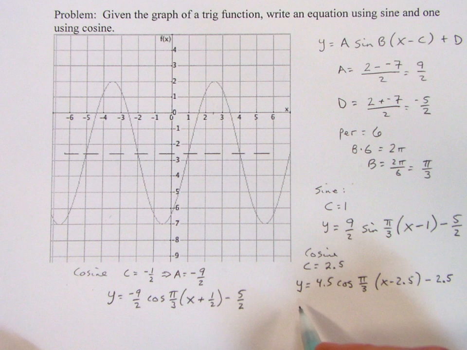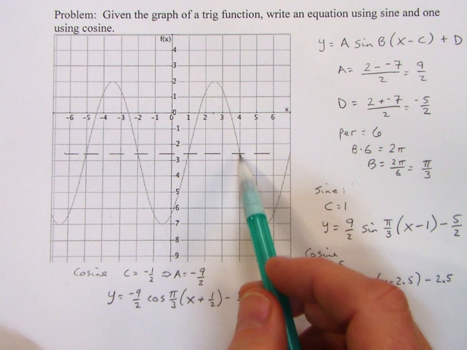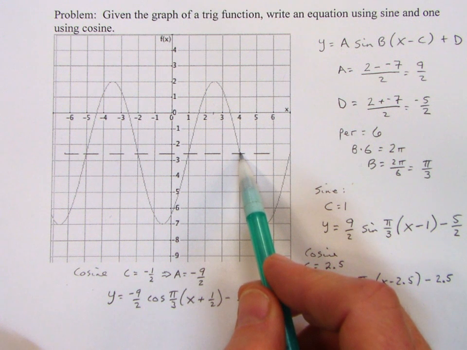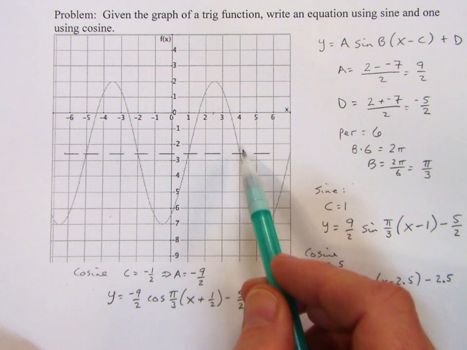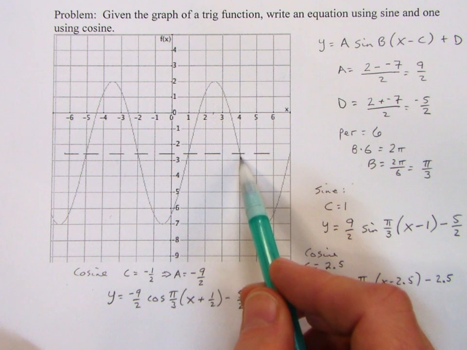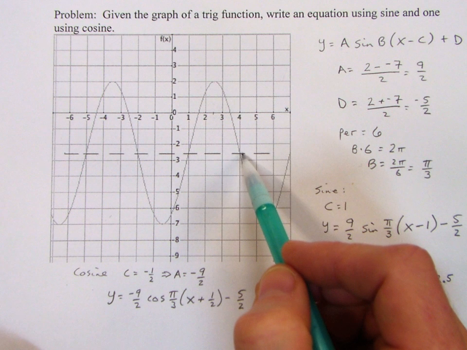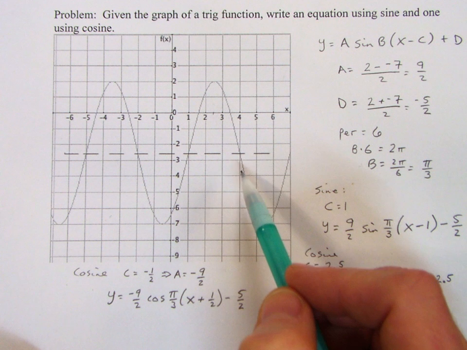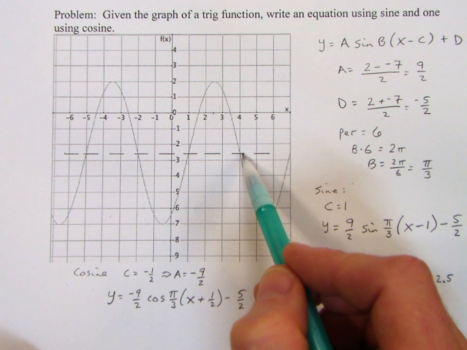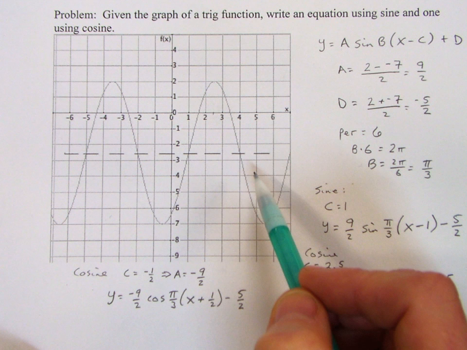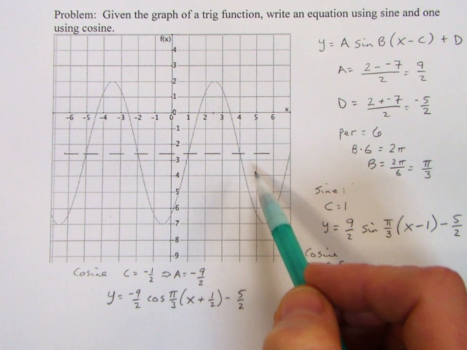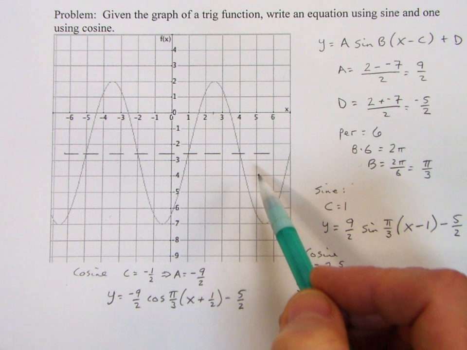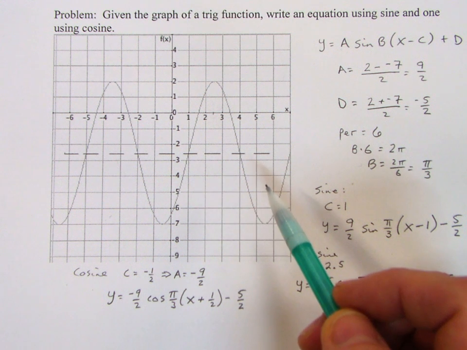We have 3 here. Just to go over this, let's say I wanted to start right here. Well, that would be a positive value, but then the a, and this is sine because it's starting at the midline, the a would then be negative because it's going down first instead of up. So that would be another possibility: y = -9/2 sine of pi over 3 times the quantity of x minus 4, and then minus 5/2. And that's how you write the equations of sine and cosine functions.